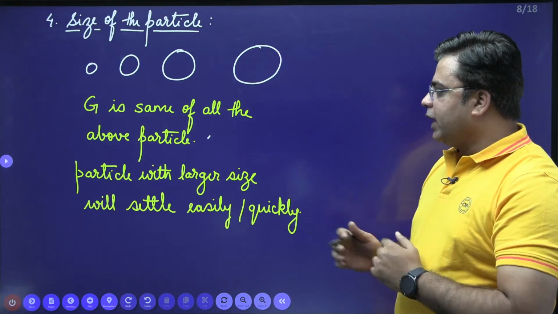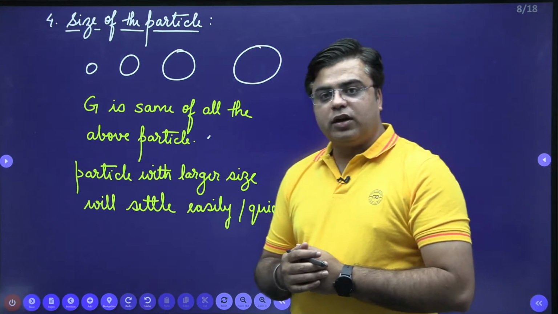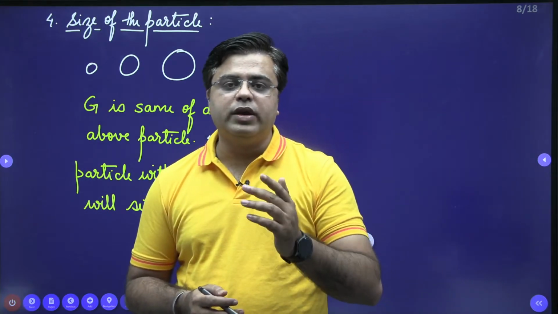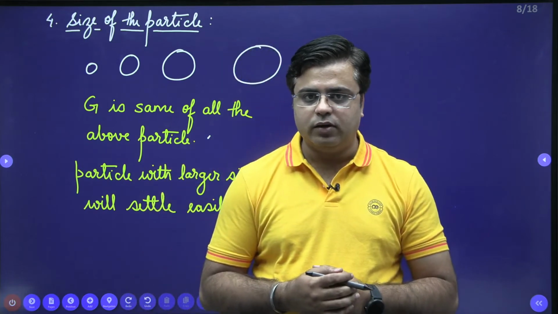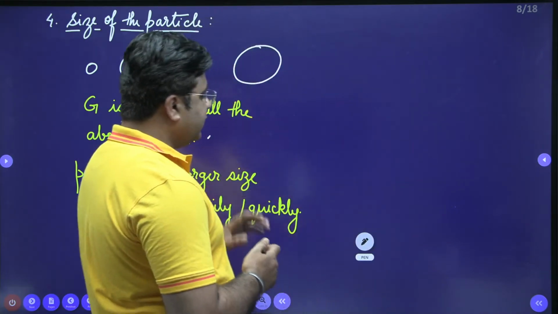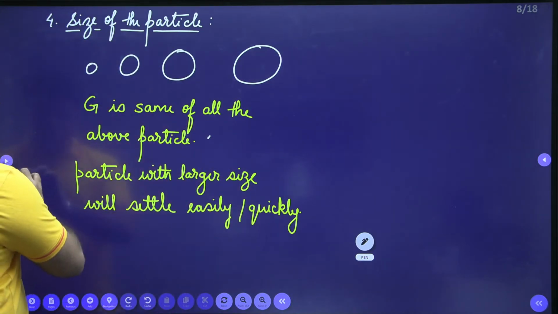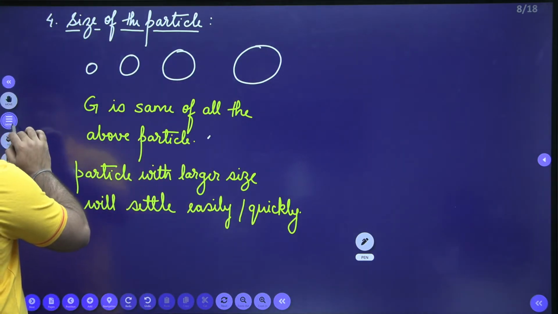So the fourth factor which affects the settling of the solid is the size of the particle. More the size of the particle, more easily the solids will settle. Now, while we are discussing the settling of solids, you should also have an idea about this.